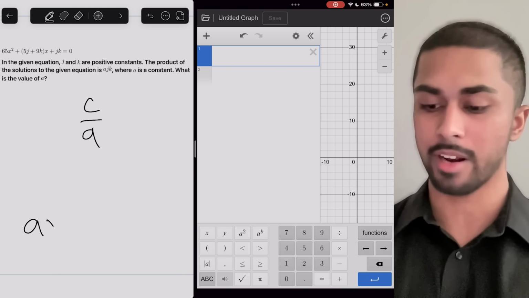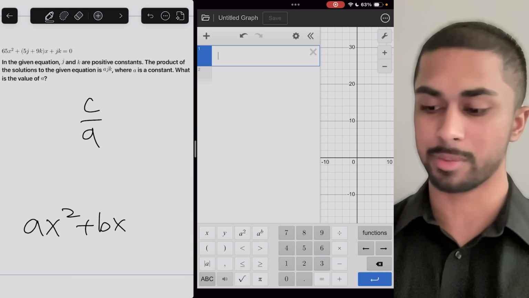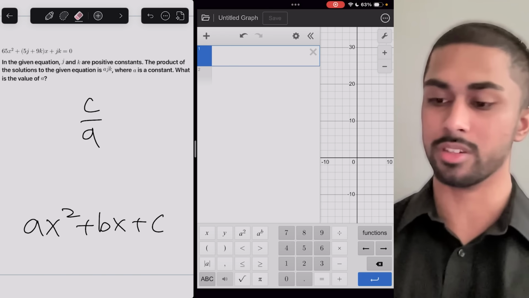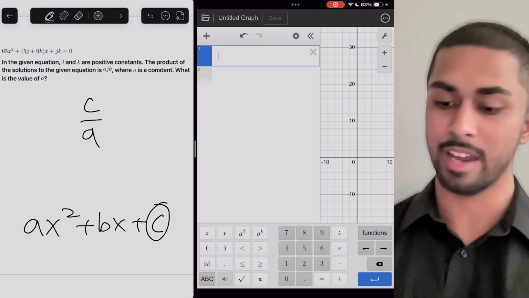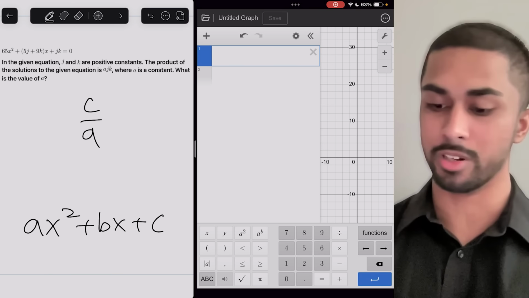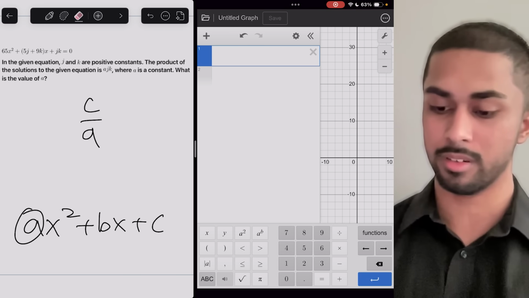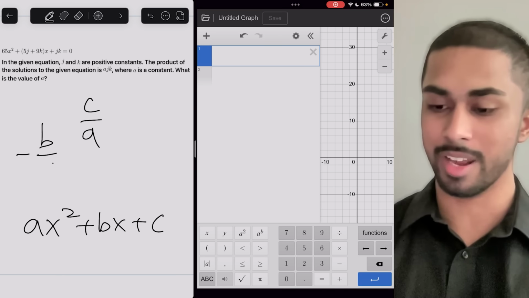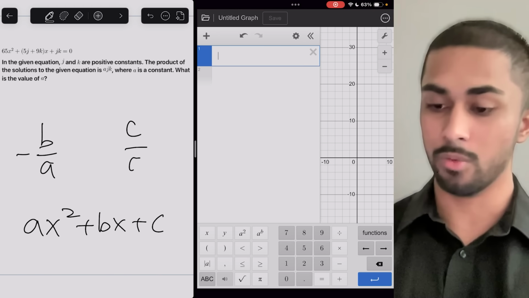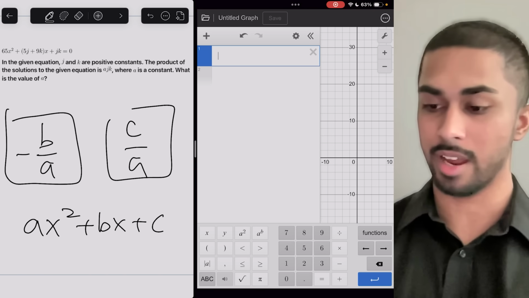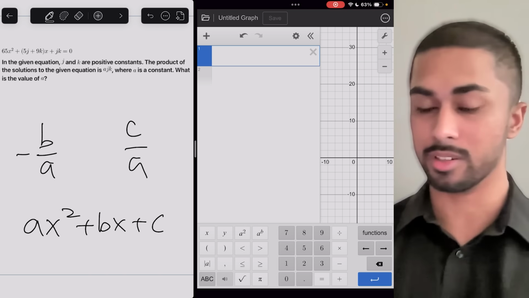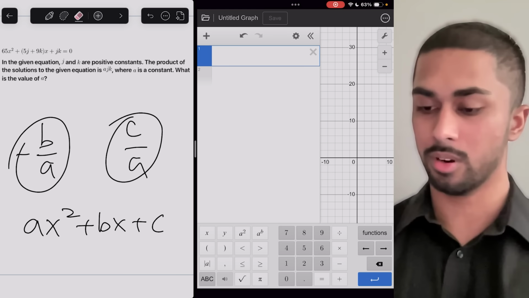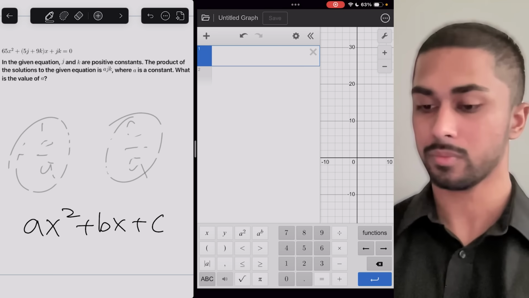So for any quadratic, basically ax squared plus bx plus c, it has to be in standard form like this. The product of the solutions is always going to be c over a. So it's going to be this n term divided by the coefficient in front of the x squared. Basically the c over a. And then the sum of the solutions is going to be negative b over a. Don't forget these. Memorize these before your test because there's a good chance that you're going to see at least one question testing one of these two on your next SAT, right?